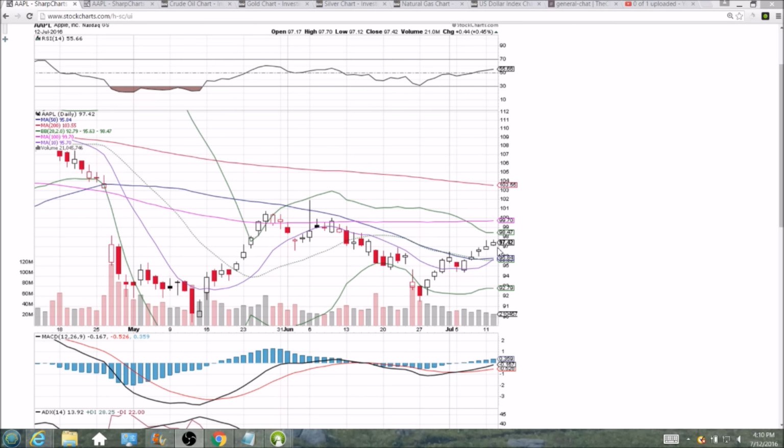And if we do see a pullback, if we see a break of 97.12, the low of today, that will be a break of the higher low pattern and have us looking at the 50-day moving average support.